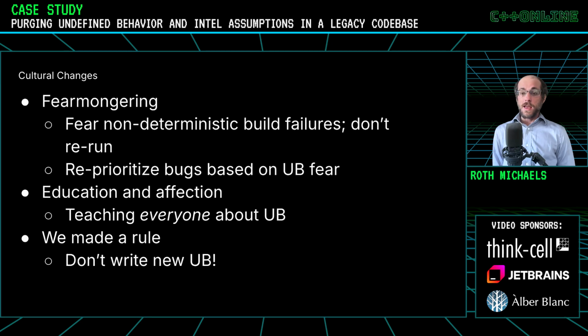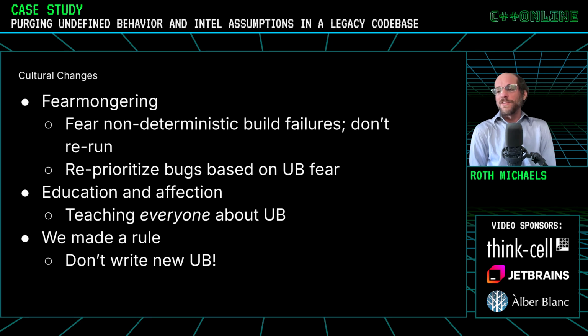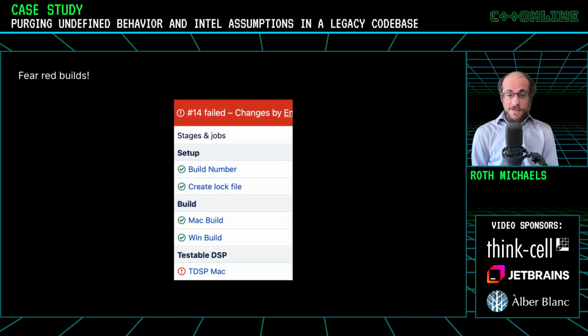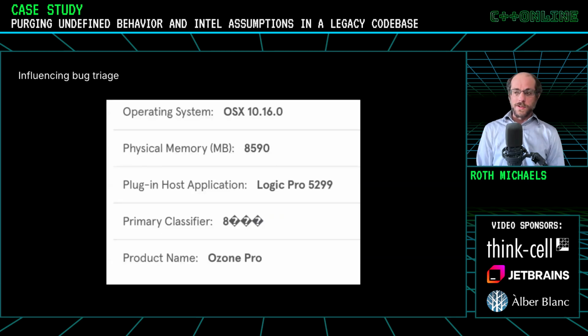Another one is teaching and affection. I'm sorry, that must have been some autocorrect typo I've never noticed on this slide. It should be teaching in education, and I don't know what I was supposed to say there, but evangelism. Somehow I should say teaching and evangelism, but the idea is to teach everyone about UB, and we even made a rule not to write UB. So to recap, fear of red builds. If you have a non-deterministic red build, you should definitely be running ASAN or UBSAN or thread sanitizer on your code base to try to identify what could be going on to cause those failures.